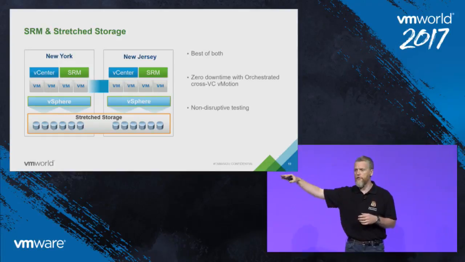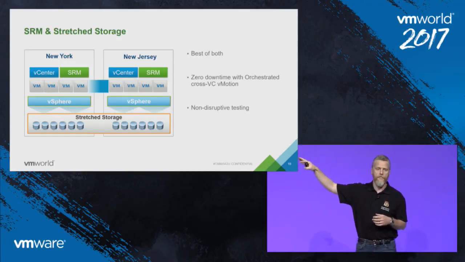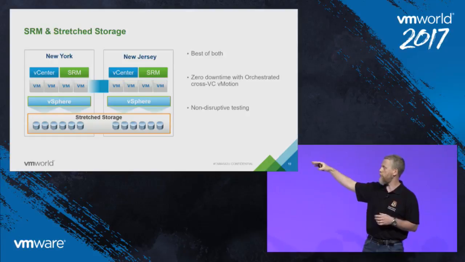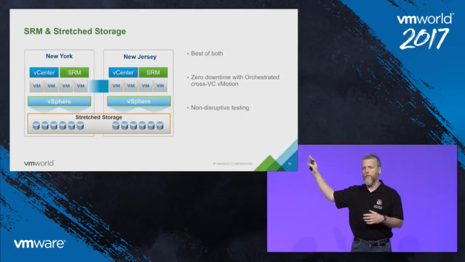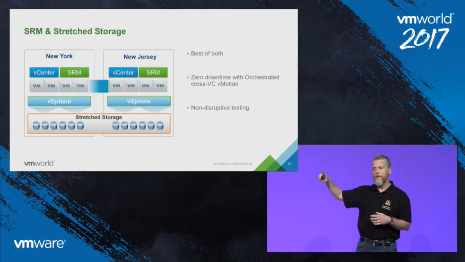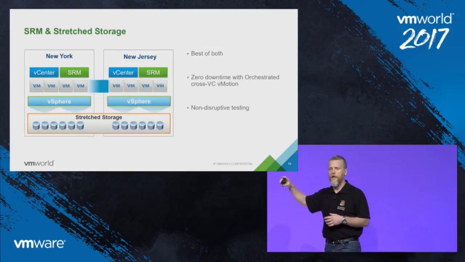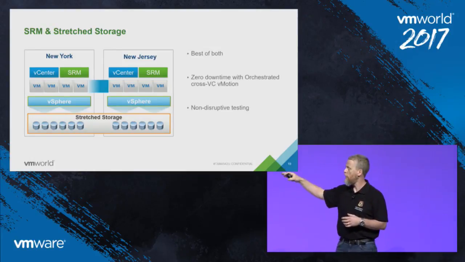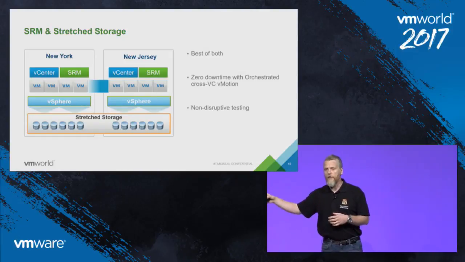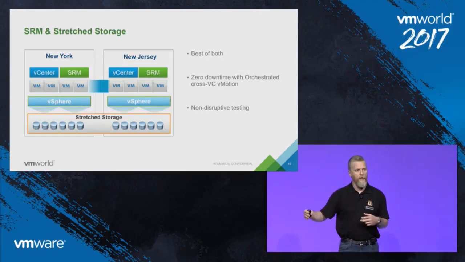So you have stretch storage underneath, and you have your typical SRM deployment, a vCenter and an SRM server on top of that. Now we have the best of both worlds. You have the ability to vMotion VMs between sites, because you can use the cross-vCenter vMotion that we introduced in vSphere 6. And you have the ability to non-disruptively test your recovery plan.